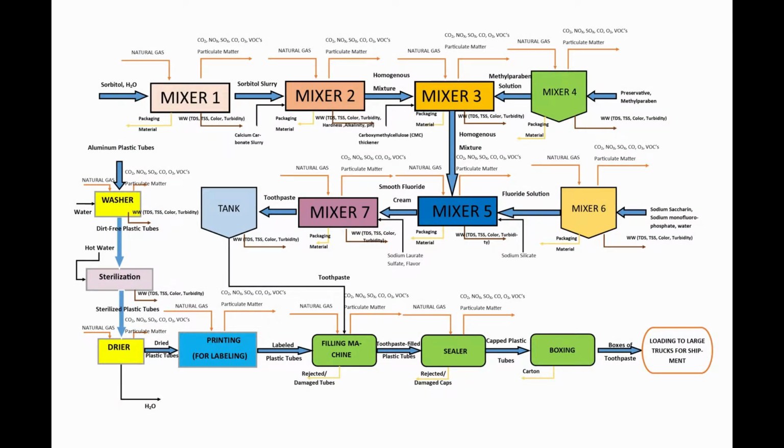The presented picture is the process flow diagram for the manufacture of toothpaste. The process includes mixing the ingredients and the packaging of the aluminum tubes. Also presented here is the list of the waste that are discharged by the plant.